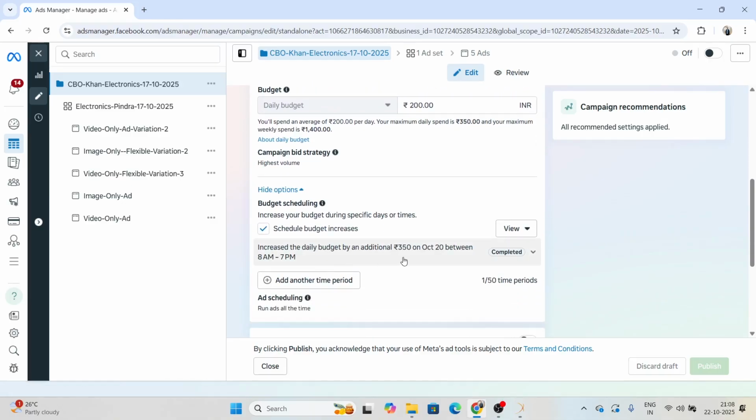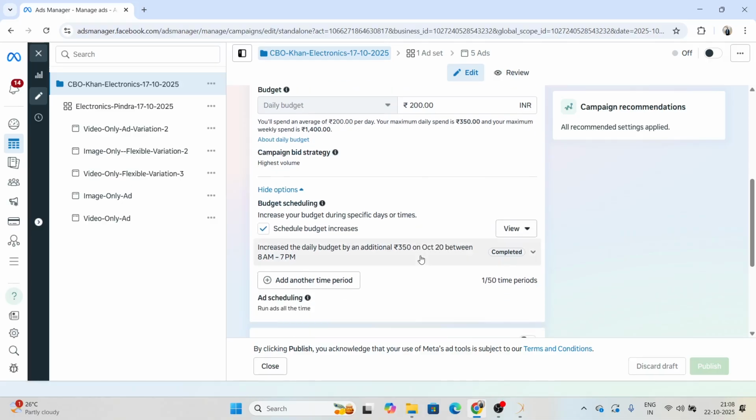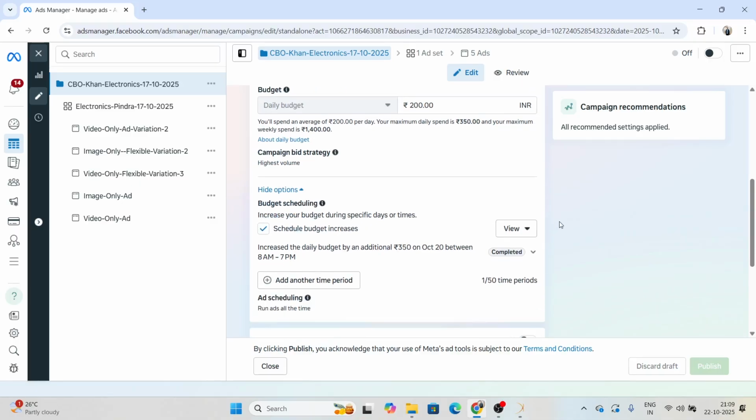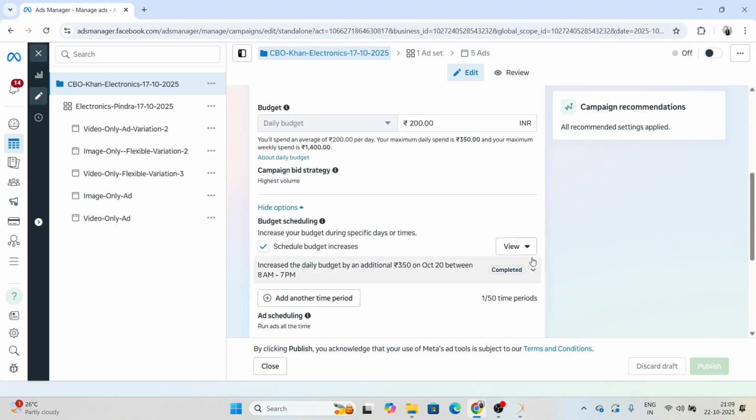So we used to increase the budget from 8 a.m. to 7 p.m., which was the normal working hour, you can say. So we used to increase the budget by 350 rupees. On the day before Diwali, we increased the budget to around 1000 rupees. These are all the settings we did for the campaign level.